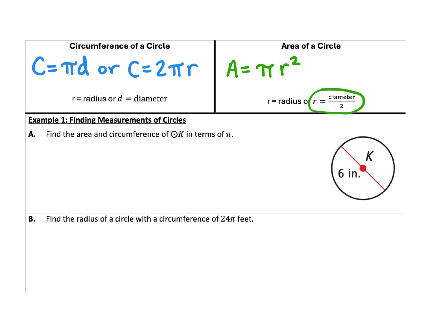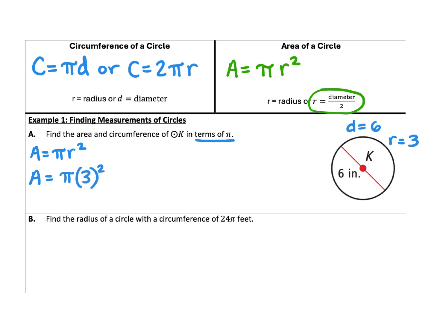So let's try a couple examples. In our first picture here, for problem A, we want to find the area and circumference of circle K in terms of pi, which means we're going to leave that pi symbol in our answer. So the first thing I'm going to do is area, and the formula for area is pi r squared. We have to be careful here, though, in this circle, because 6 is the diameter. And for the radius, we need to do half of that. So 6 divided by 2 is 3. So our area will be pi times 3 squared.